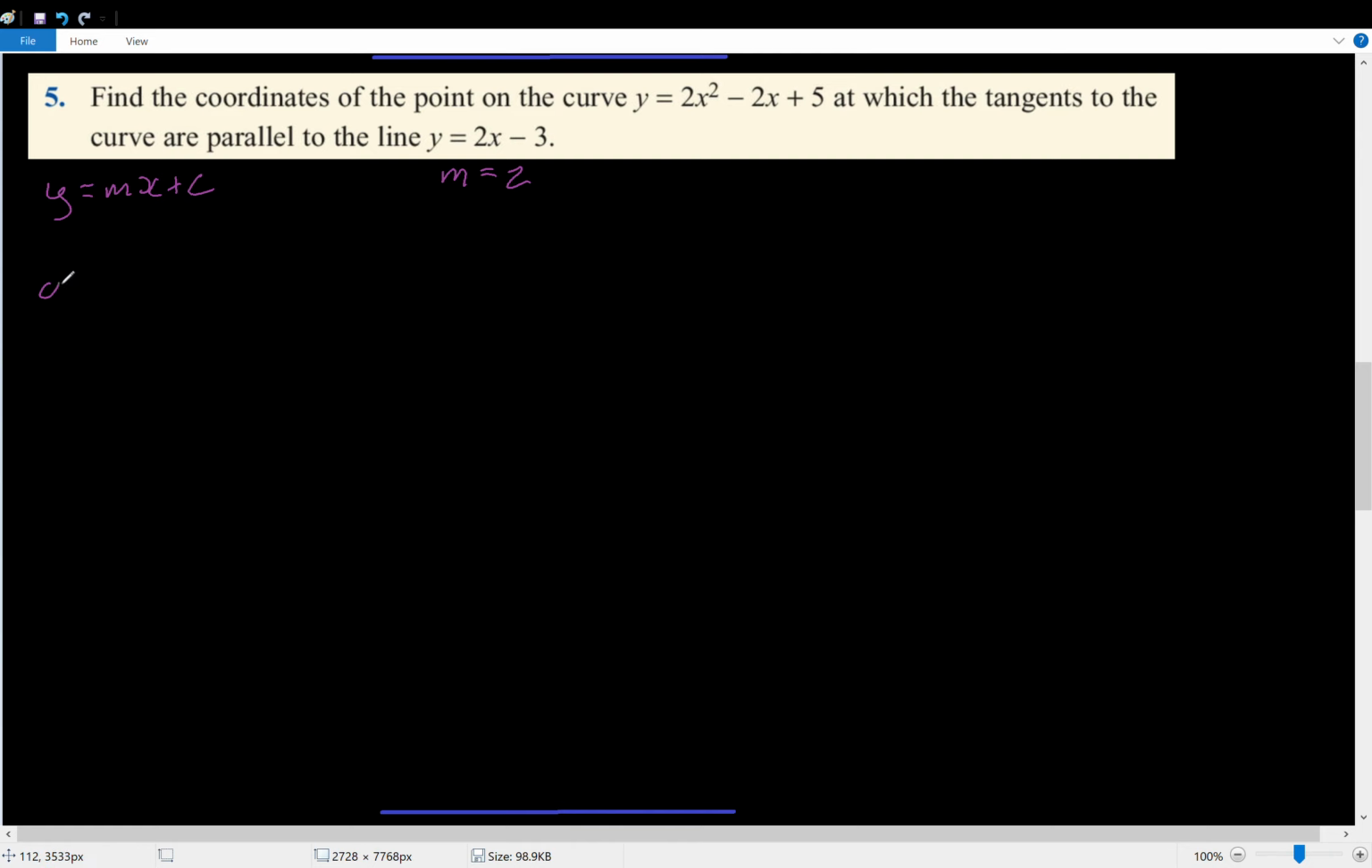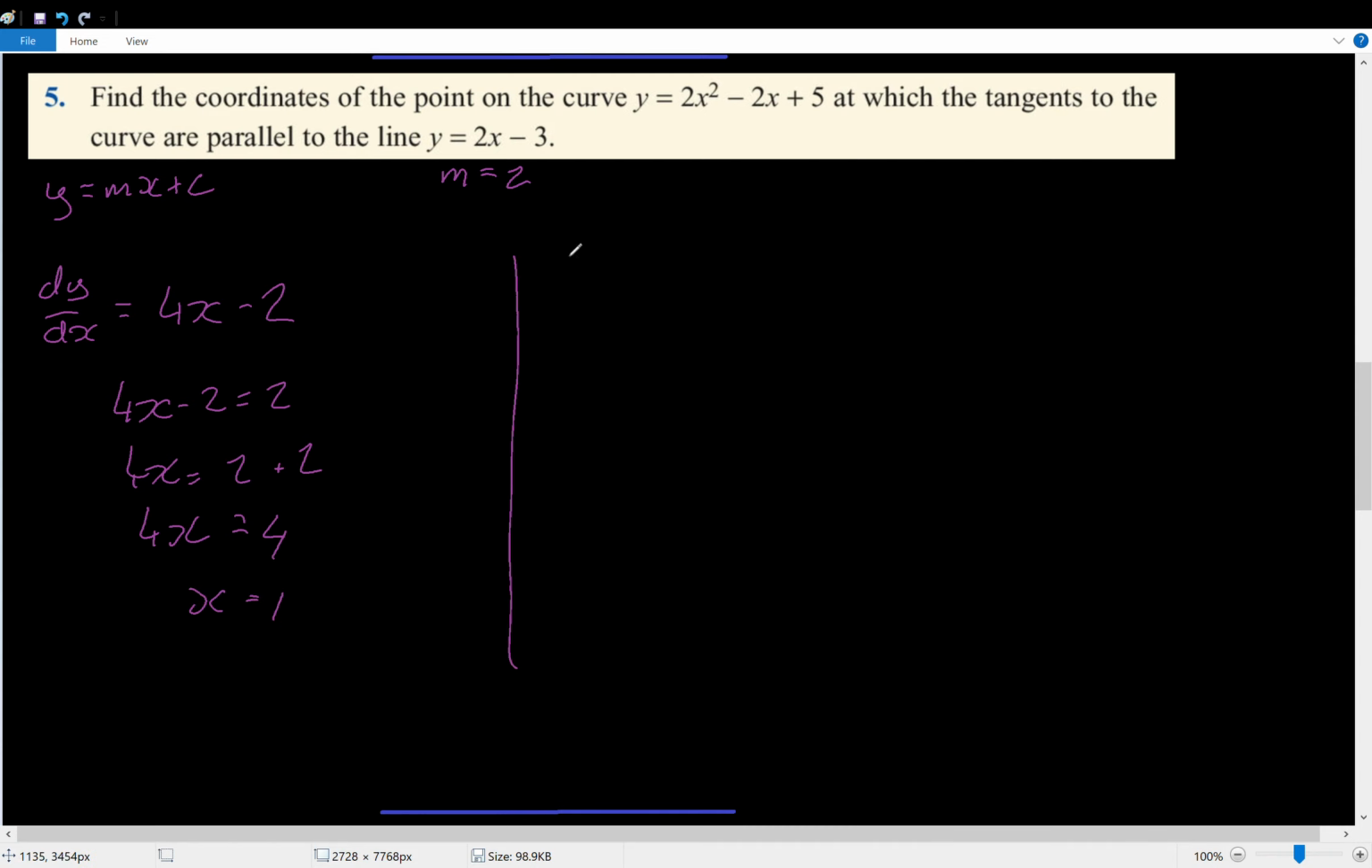We're going to find dy dx from our function y up here, which is going to be equal to 4x minus 2. And we know that the slope is equal to 2, so we're going to have 4x minus 2 equals 2. So 4x equals 2 plus 2, which means 4x is equal to 4, so x equals 1.